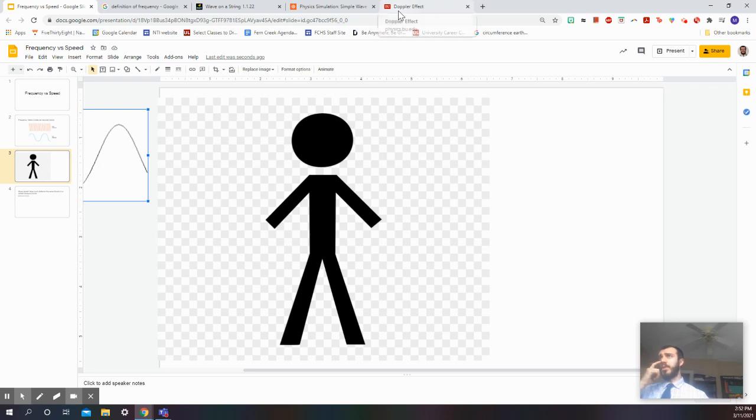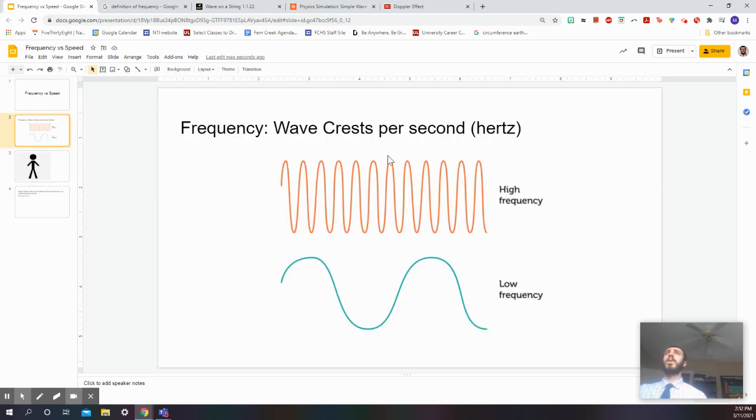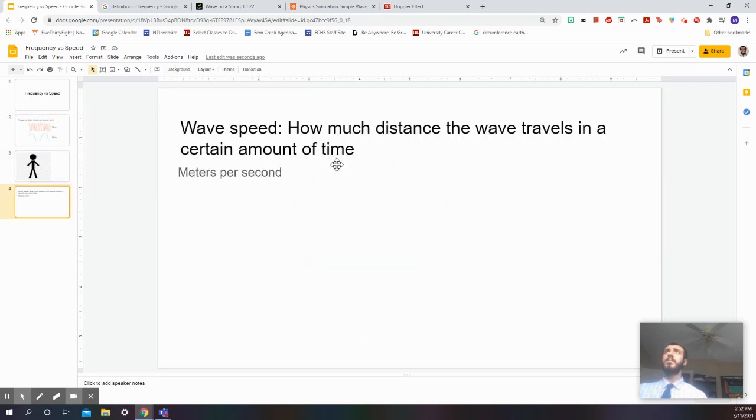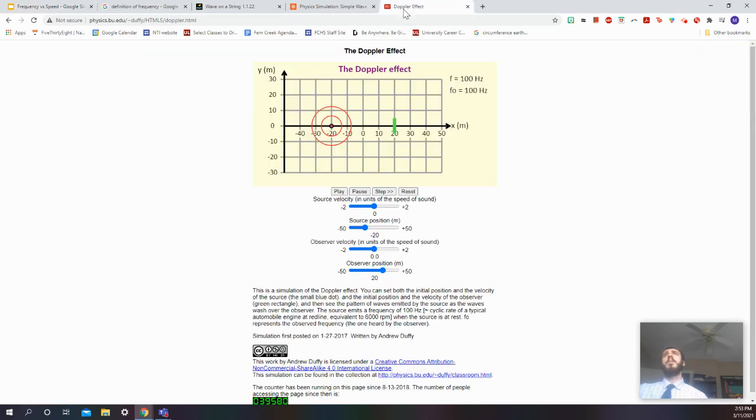Now this is a problem because we get wave frequency and wave speed confused when we hear it. Remembering again, wave frequency is the wave crests per second. And wave speed is how much distance the wave travels in a certain amount of time. Now we're lucky. The speed of sound is somewhere around 700 miles per hour. It stays the same, doesn't change in air. We have this weird thing called the Doppler effect, and that's going to be the subject of our next lesson.